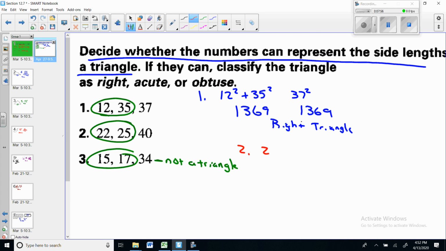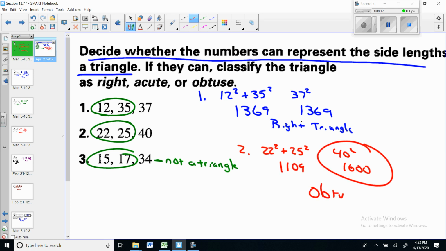Okay, for number 2, the 2 sides we're going to add together are 22 squared and 25 squared. We're going to compare that to 40 squared. 40 squared is 1600. If I take 22 squared plus 25 squared, I get 1109. Which is bigger? Okay, my single side, my 1. So that tells me that my triangle is an obtuse triangle. Are there any questions on those?